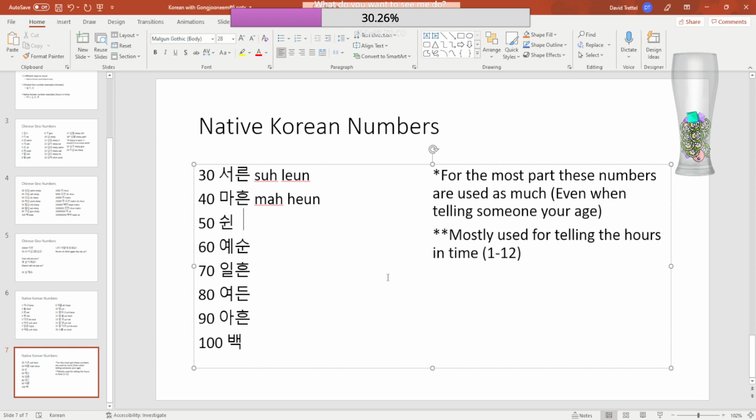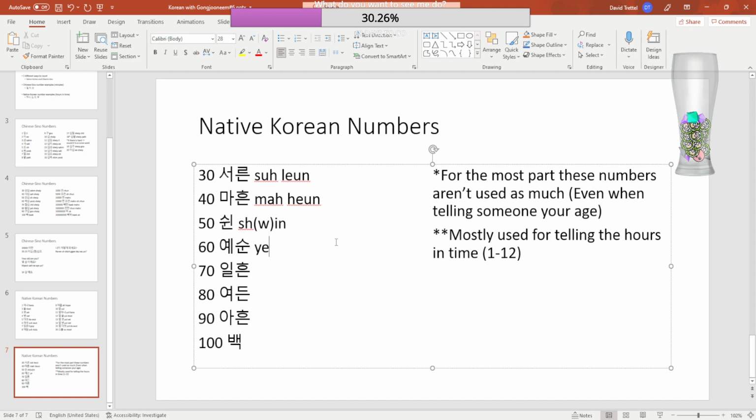Much easier. Then we've got 50, which is 쉰. And it's more like a 쉰, but we don't hear the W. So 쉰하나, 쉰둘, 쉰셋. Again, these numbers, if you look at the note here, aren't used as much. Even when telling your age, it's mostly used for telling the hours and time, which is 1 through 12.